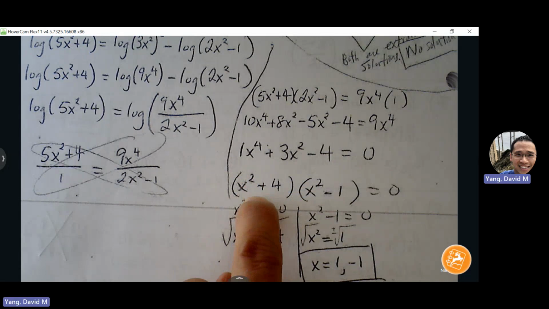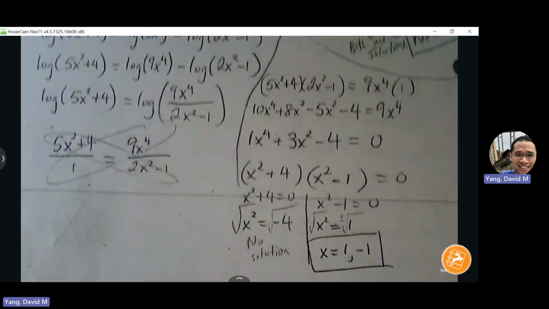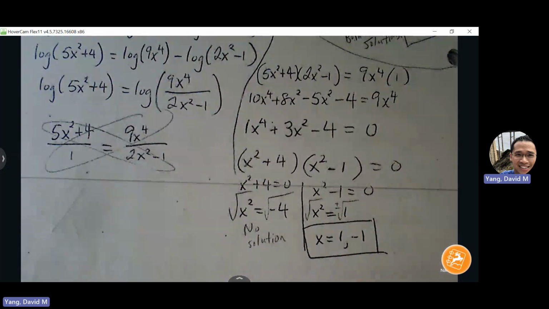X squared plus 4 is not going to give you anything because if I do x squared plus 4 equal to 0, I get x squared equals -4. I can't take a square root of a negative number. It's not a real number. So we don't have to worry about the x squared minus 1 side.